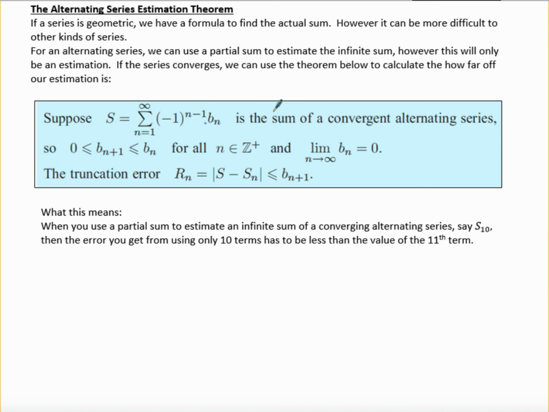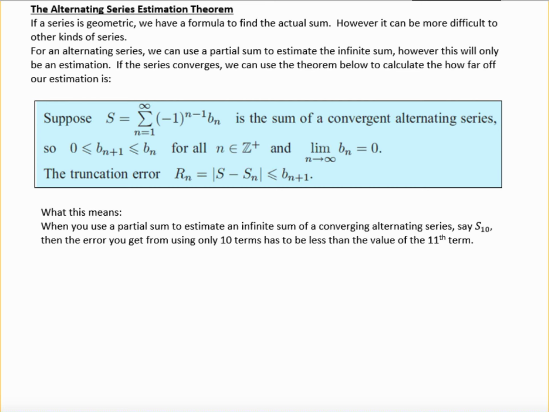Basically, this definition tells you that when you use a partial sum to estimate an infinite sum of a converging alternating series, like maybe we would say the sum of the first 10 terms, then the error that you get from only using that number of terms has to be less than the value of the 11th term, or whatever that next term would have been. So that's what this is all pretty much saying. And I gave an example of the 10th and 11th term.